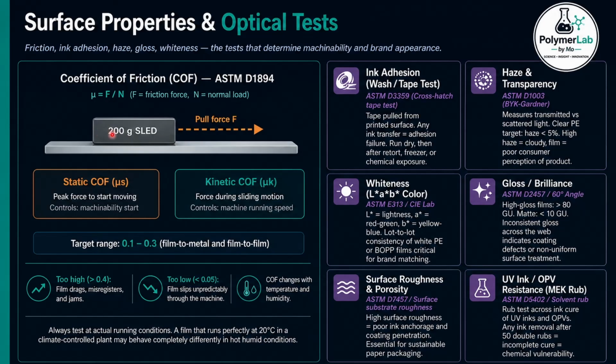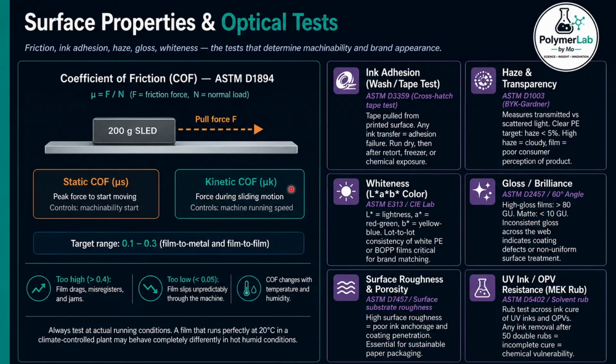The coefficient of friction test measures how much force is needed to slide the film surface across itself or across a metal surface. On a vertical form fill seal machine, the film wraps over the forming tube, slides through the sealing jaws, and advances through a series of guides. Every one of those contact points involves friction. The static COF is the peak force required to start the sled moving. The kinetic COF is the force during sliding. Both are important, but for different reasons.